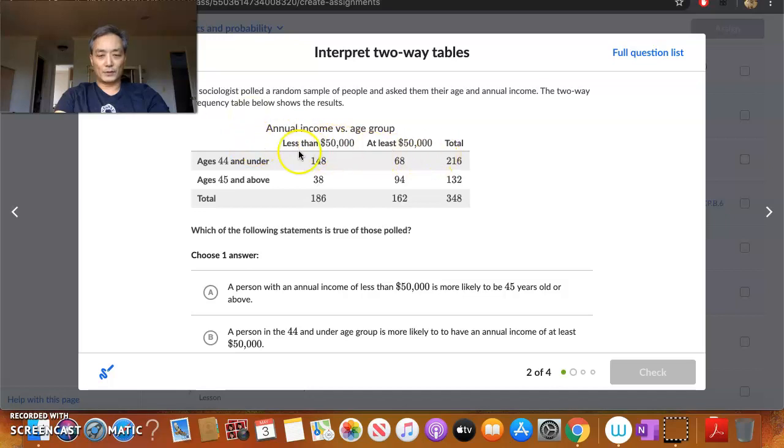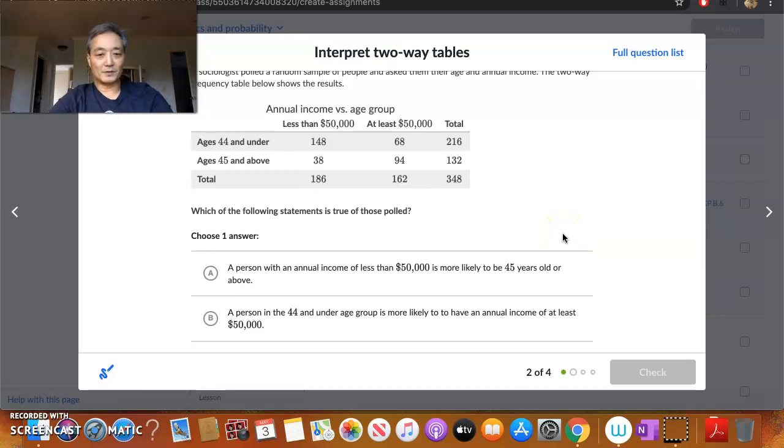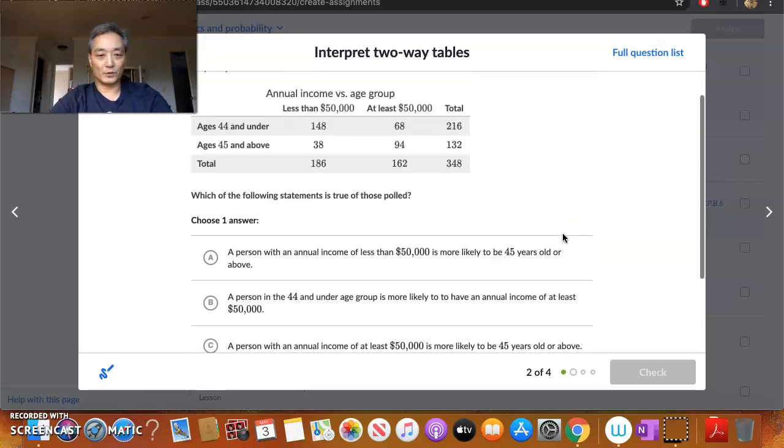And then their annual incomes. These are categories, those who earn less than 50,000 and those who earn at least 50,000. Okay, and here are the totals that are given here. So this is not a row relative or a column relative. It actually gives you the totals here. Okay, good. So which of the following statements is true of those polled? So let's take a look at them one by one.